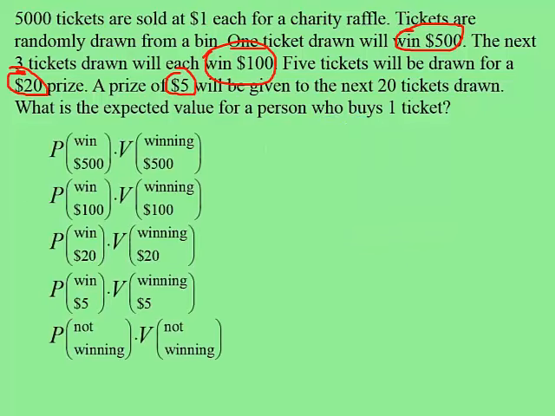We need to compute these one at a time. How about the probability of winning the $500? Well, there's one ticket that's going to win the $500. There's 5,000 tickets sold. What's the probability someone will win the $500? 1 out of 5,000.